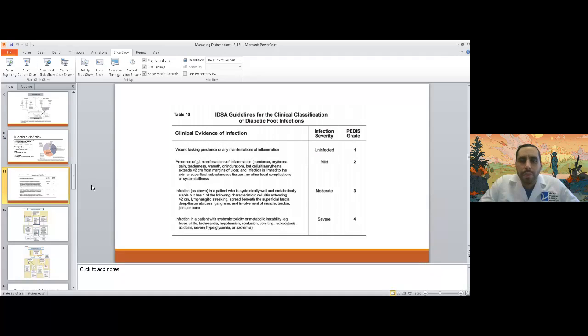All right, so basically this is just a clinical guideline to help us treat diabetic infections. But the most important thing to take from this slide is the manifestations of inflammation. This can tell you how bad the infection is. So if you notice any purulence, which is basically yellow or whitish fluid draining from the wound, redness, pain, tenderness, warmth, or induration, which is basically hardening of the skin, all those signs can tell you if you're having an infection.